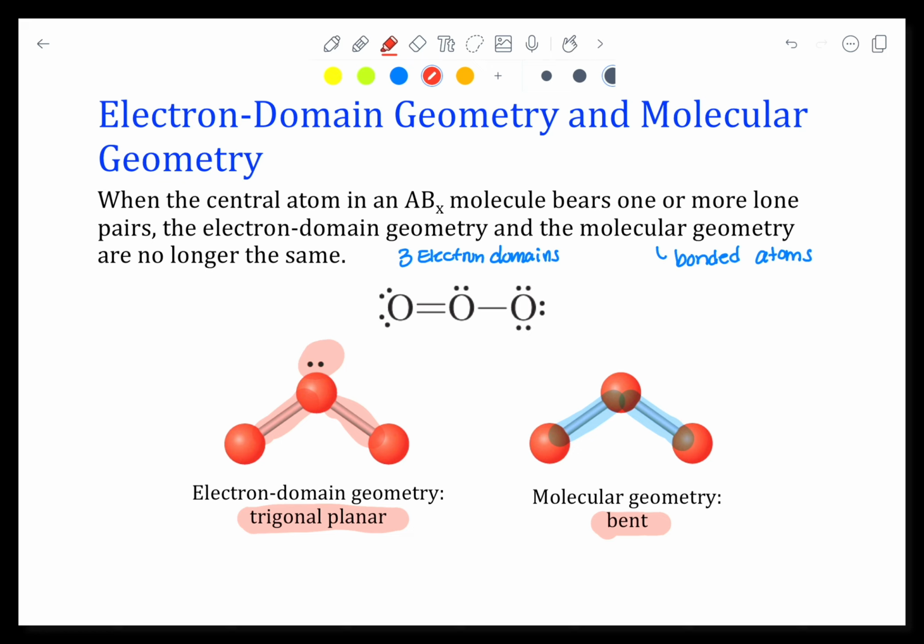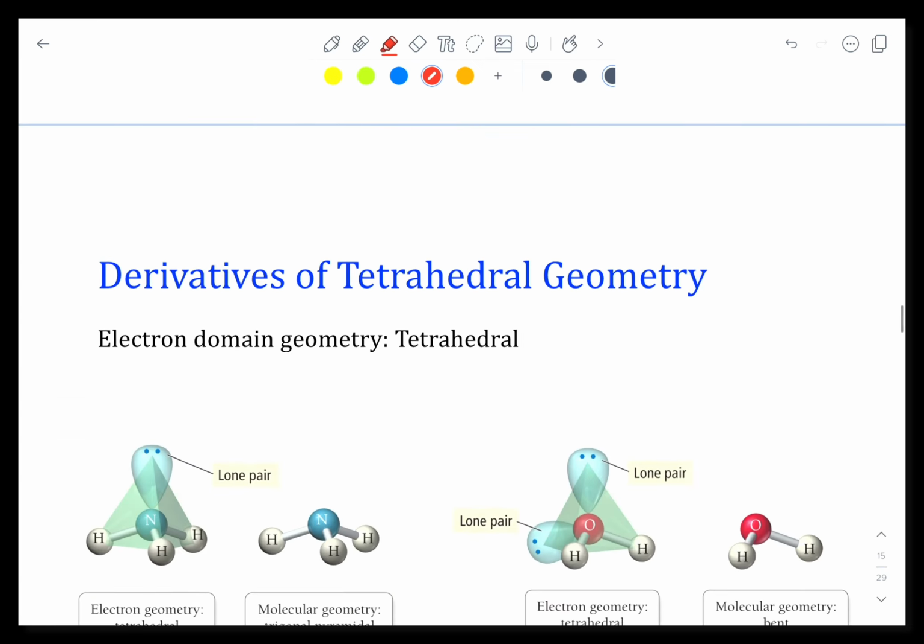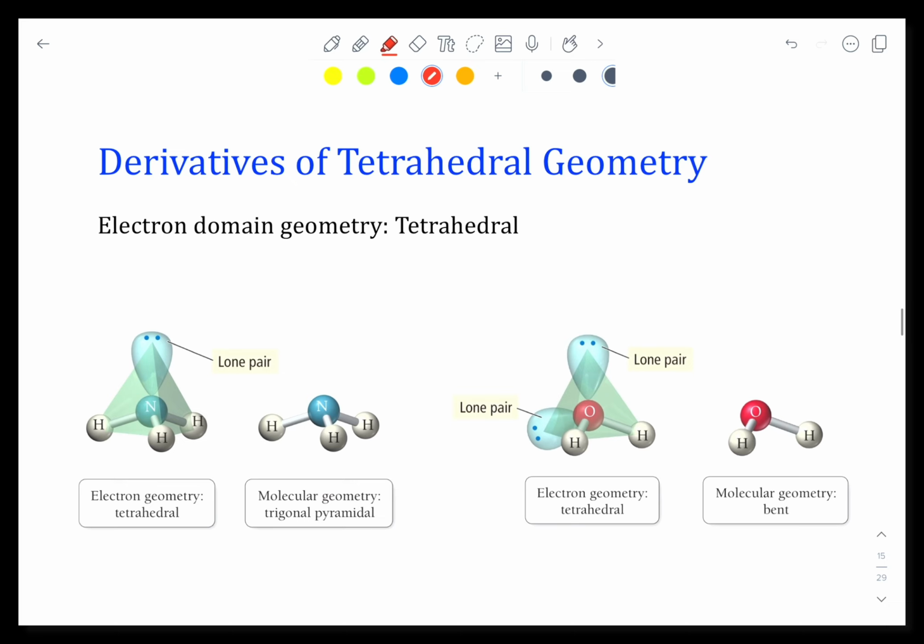Now this applies to each of our geometries. So what we're going to do next is go through each geometry and talk about how adding lone pairs affects the structure and the molecular geometry and the specific names we have for the molecular geometries. Okay, so we first looked at our trigonal pyramidal. Our linear molecules will never have lone pairs, so don't worry about linear, it's always going to be linear. Okay, there will be no lone pairs there. Next up we have tetrahedral, so this is going to be our AB4.